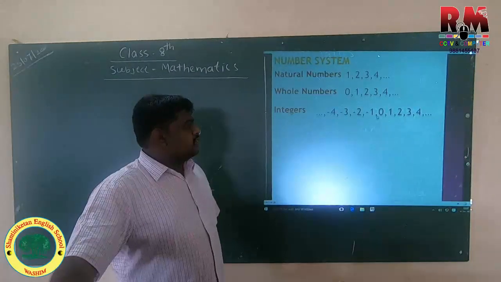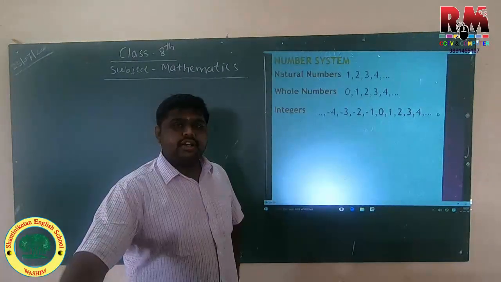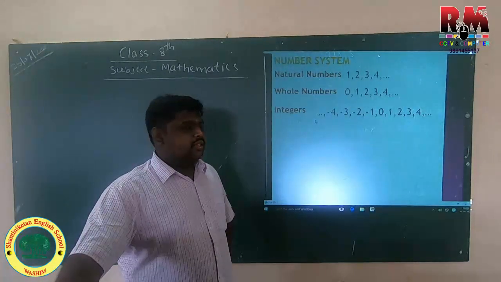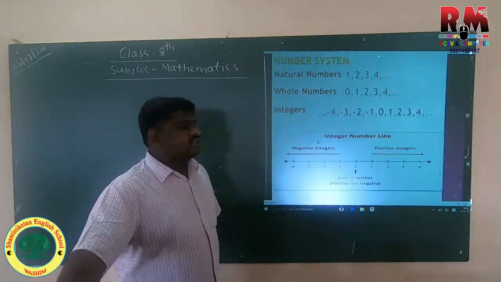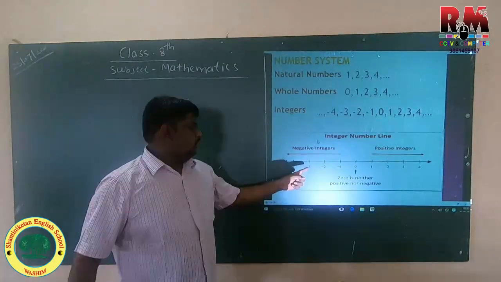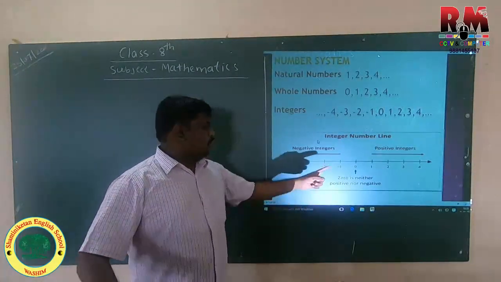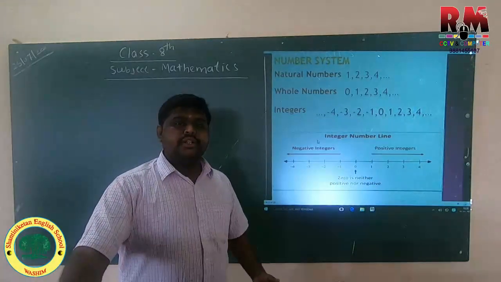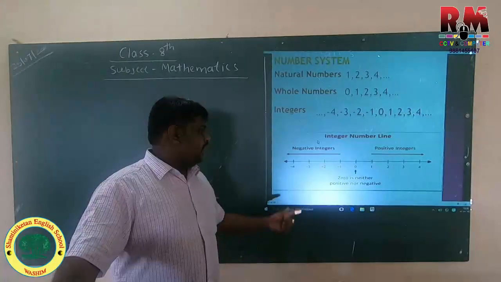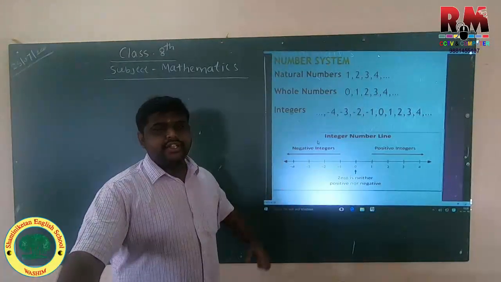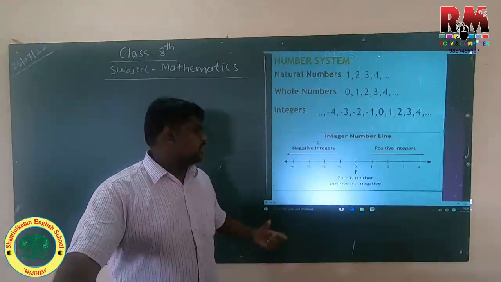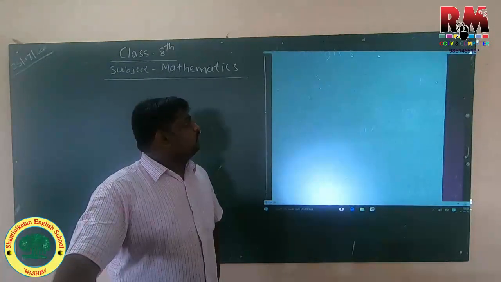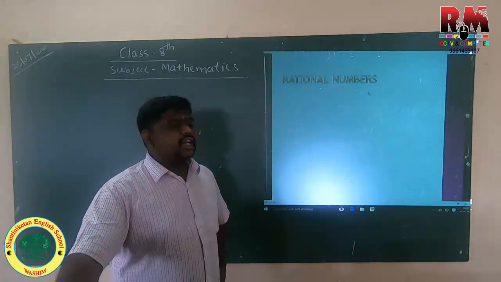Negative of the natural numbers means -1, -2, -3, -4 and so on. So integers are 0, 1, 2, 3, 4, 5, 6 and so on, and -1, -2, -3, -4 and so on. Now integers on a number line. First draw a number line. Mark 0. On the right side of 0 there are positive integers, that is 1, 2, 3, 4, 5, 6 and so on. And on the left side of 0 there are the negative integers, -1, -2, -3, -4 and so on. Now our main topic, that is rational numbers.